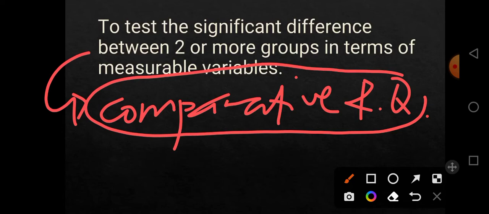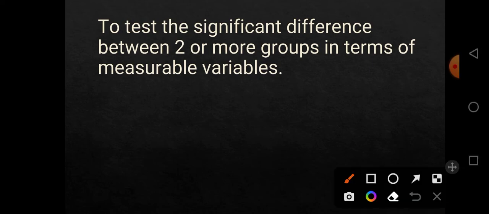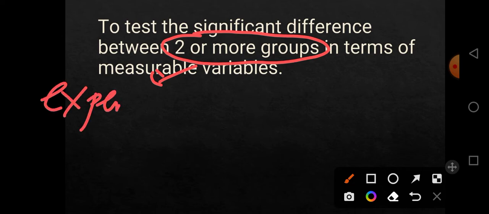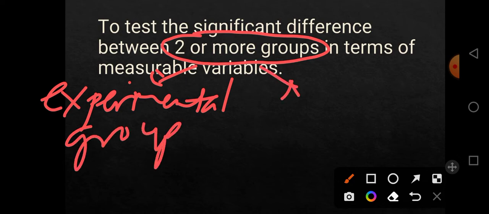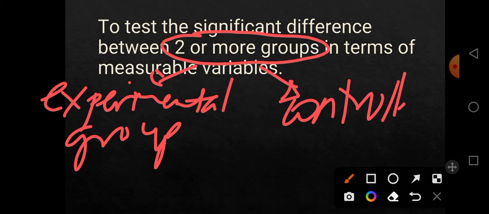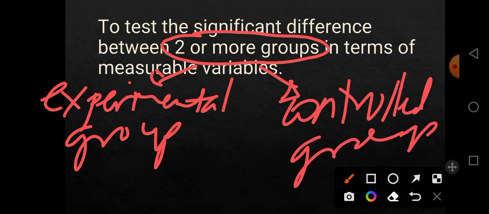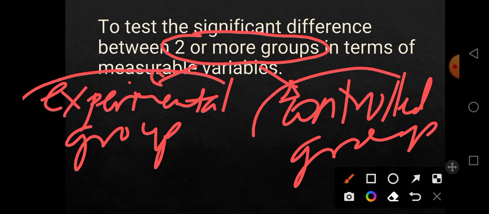Next, notice this phrase: two or more groups. So what are those groups that we need to compare? Class, we have what we call the experimental group, and we also have what we call the control group. So these are the groups being compared in a specific study. We have the experimental group and we have the control group.